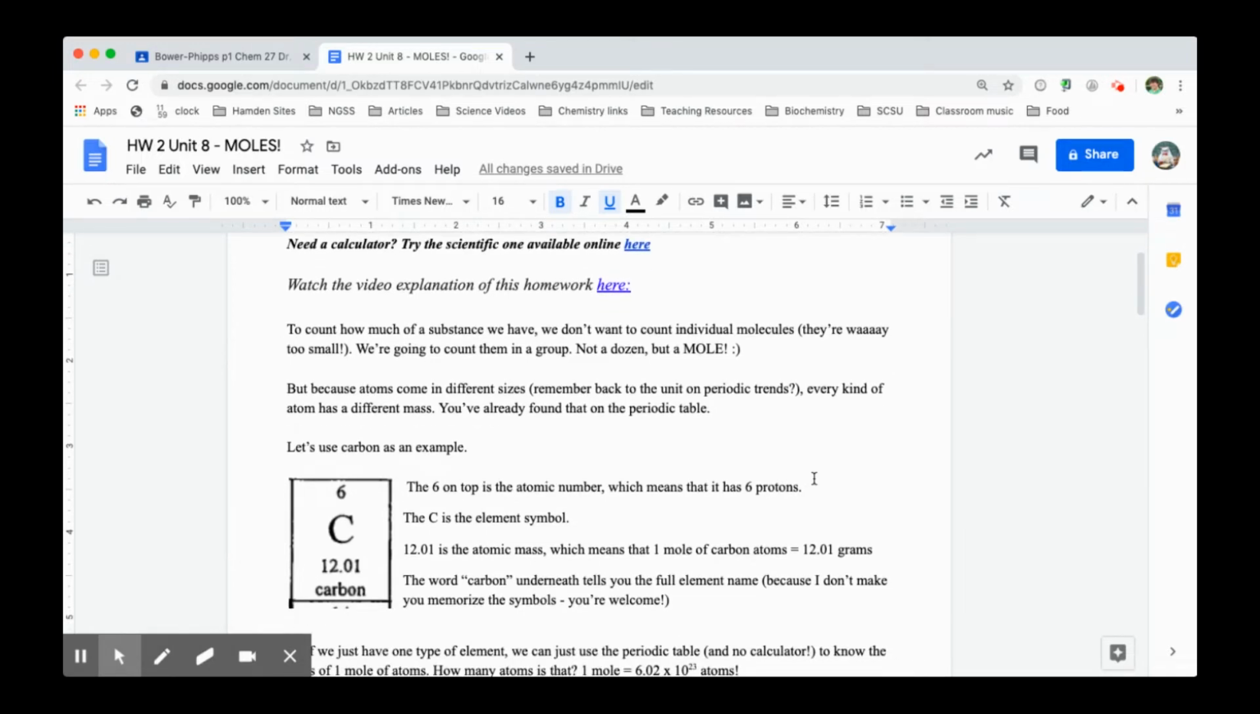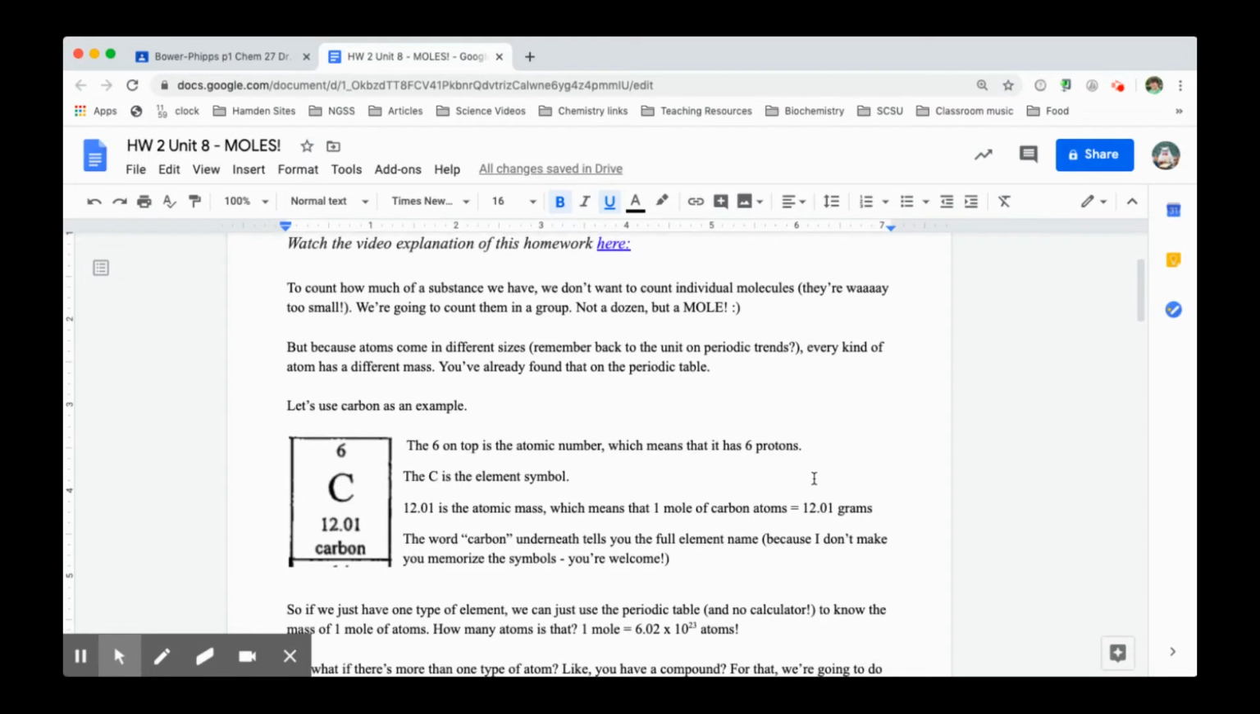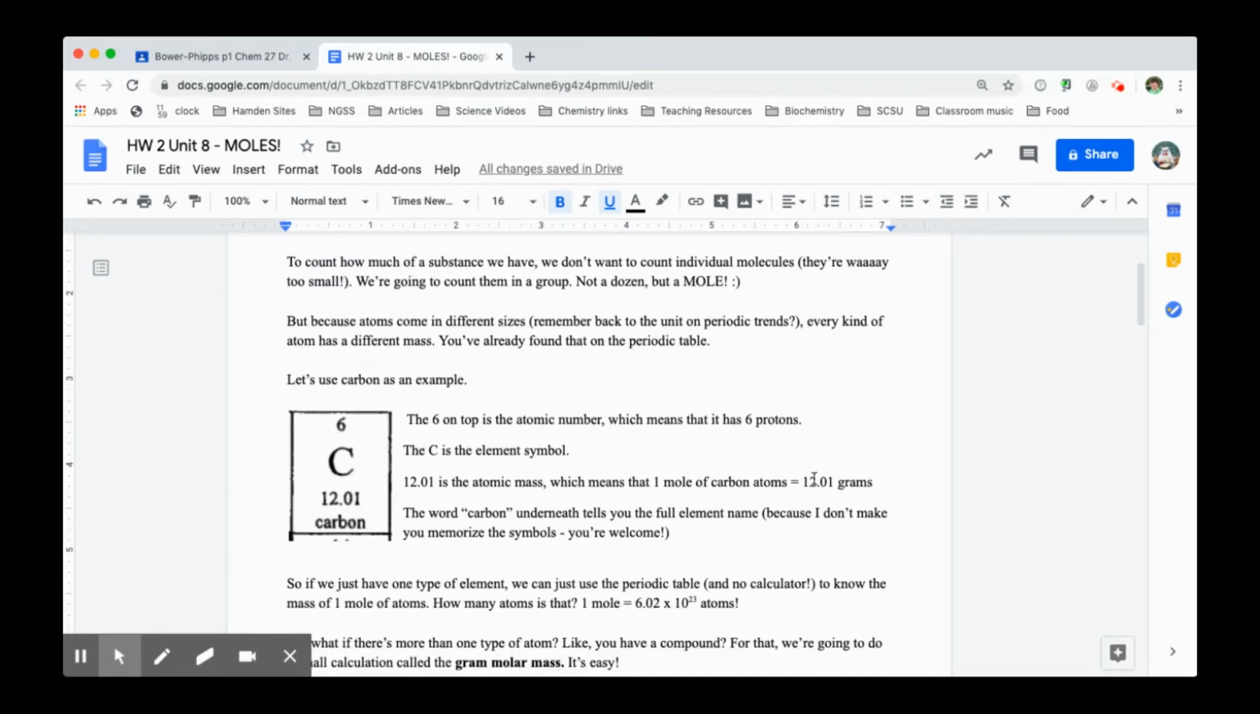We could count by dozens, but that's really not enough. We're going to count by moles, right? Remember the 6.02 times 10 to the 23rd. But all atoms come in different sizes. Remember, we had a unit back on periodic trends where they had different layers and different protons and all kinds of stuff. So they're all different sizes, and so every kind of atom has a different mass. All of that is on the periodic table.